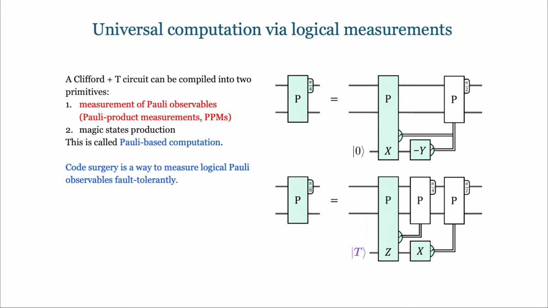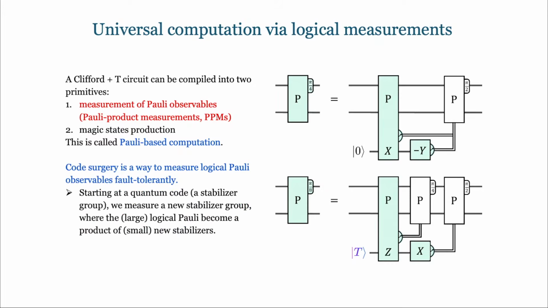Now, code surgery is a way to measure logical Pauli observables fault tolerantly. It turns out that when you encode your logical qubits and you want to extract the logical Pauli observables, it's pretty hard generically. And surgery is offering you a way to do it fault tolerantly.